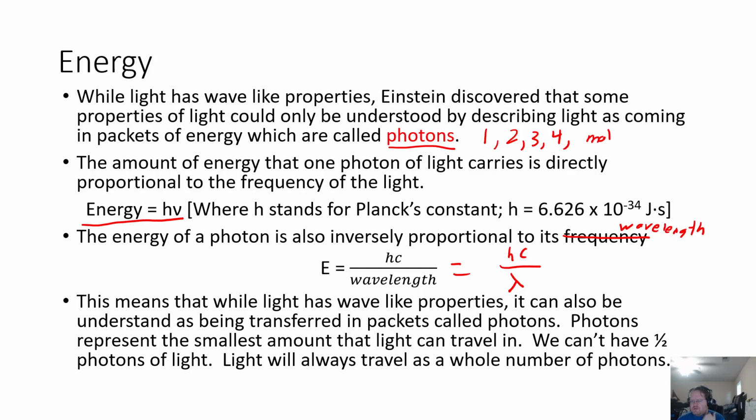So what this means in terms of the fact that there are individual photons that we're working with is that while light is going to have some wave-like properties, it can also be understood as being transferred closer to something you'd think of like a particle. It's transferred in packets we call photons. And so photons represent the smallest amount of light that can travel. We won't have half a photon of light.